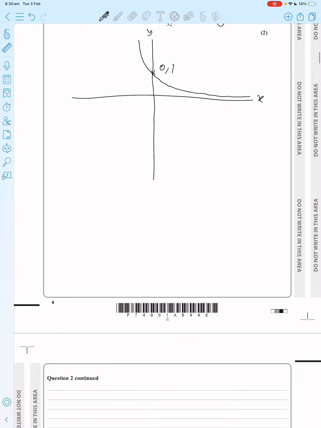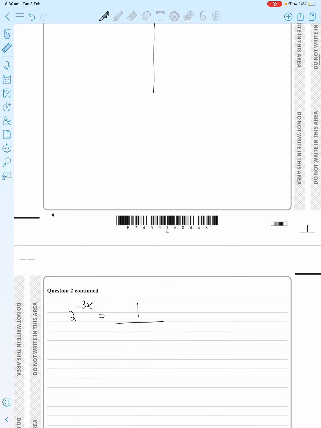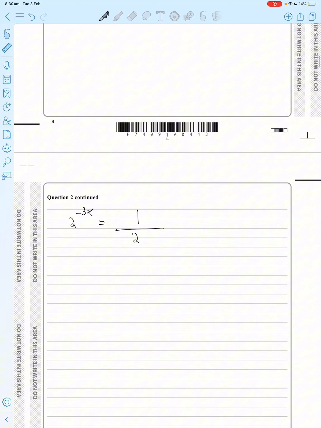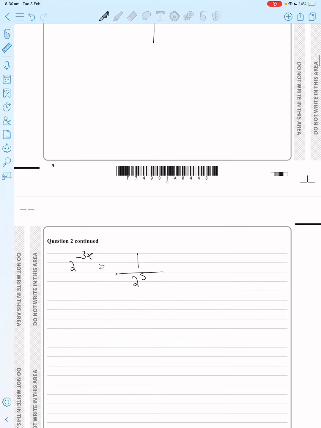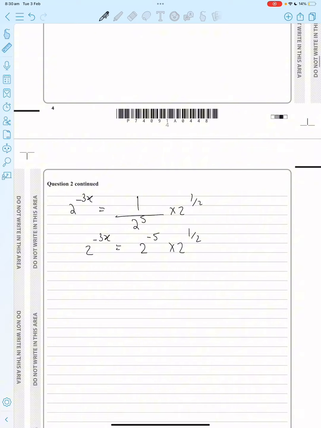Okay, so 2 to the minus 3x is equal to 1 over 32, which is the same as saying 2 to the power of minus 5 times root 2, which is 2 to the power of a half. So 2 to the minus 3x is equal to 2 to the power minus 5 times 2 to the power of half. 2 to the power of minus 3x is equal to 2 to the power of minus 10 over 2 plus a half, which would be minus 9 over 2.